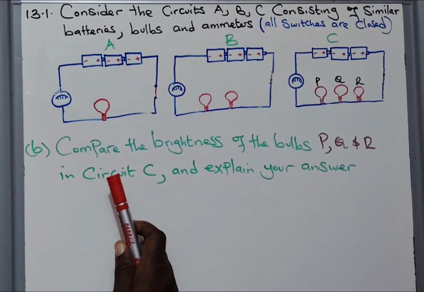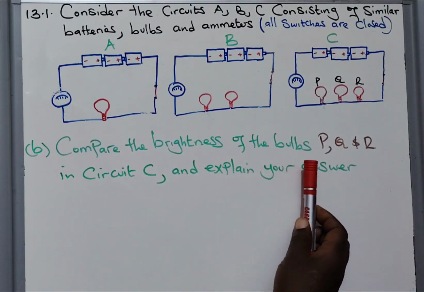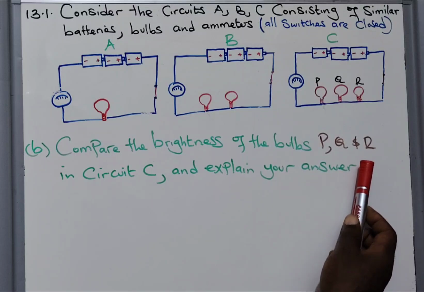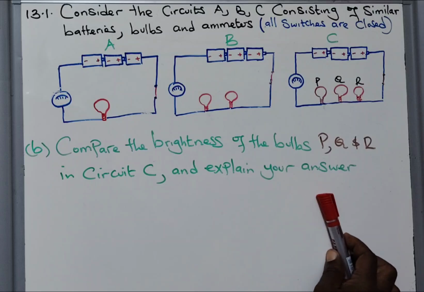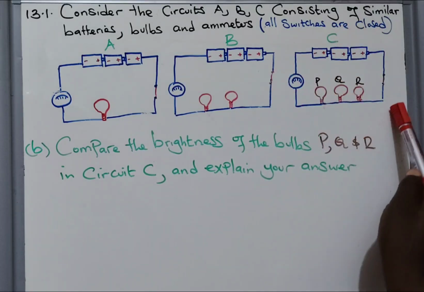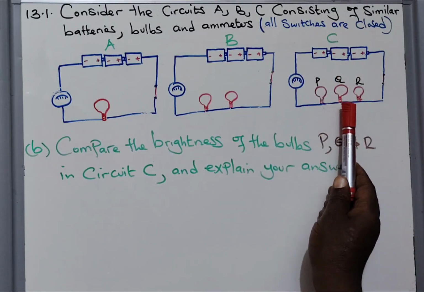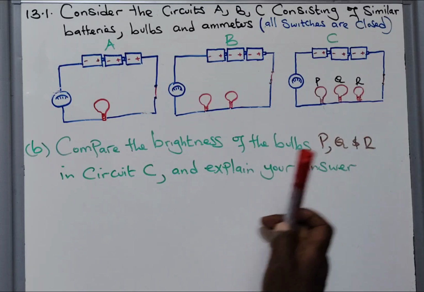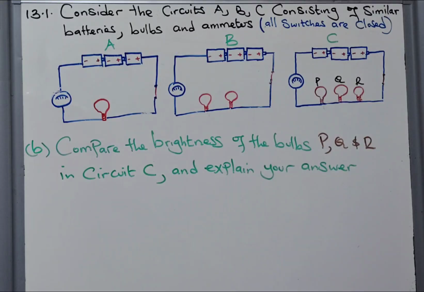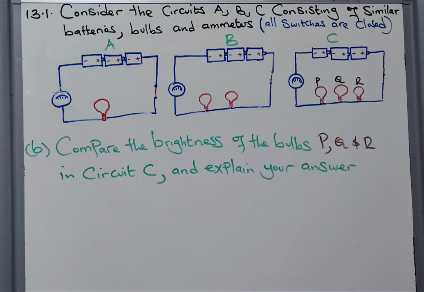Then we come to this question. It says compare the brightness of bulbs P, Q, and R in circuit C and explain your answer. Now we are looking at circuit C only, and we have bulbs P, Q, and R. How do they appear in terms of brightness? The answer is that they'll have the same brightness.